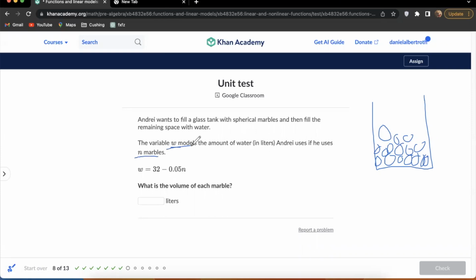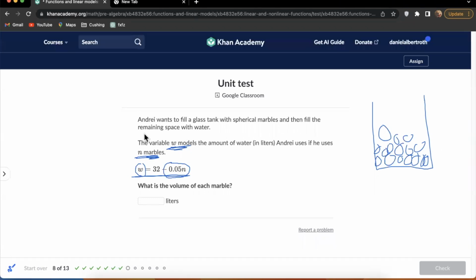So I think you're going to need less water if you have more marbles. I think that makes sense. The more marbles you have, the less water you can fit. And the equation here shows that the amount of water that we have is 32 minus 0.05 times the number of marbles. So for each additional marble that we add, we're going to have 0.05 fewer liters of water. Mathematically, that means that the marble itself has the same volume as 0.05 liters of water. So I'm going to say the volume of each marble is 0.05 liters, because for every additional marble, that's how much less water you can put in the tank.